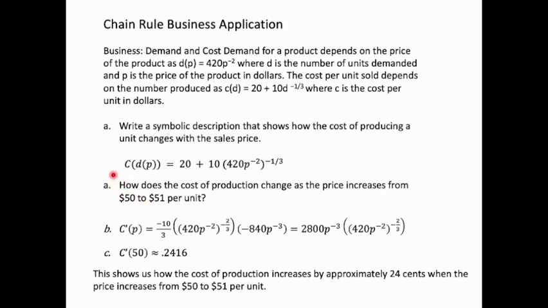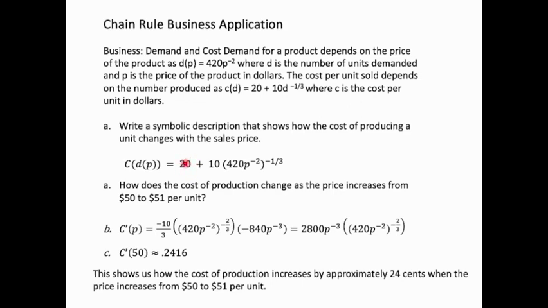So in part B here, and I apologize, it looks like my bulleting didn't work, but this should be part B. It says, how does the cost of production change as the price increases from $50 to $51 per unit? And so we're going to take the derivative of our cost function. This is where we're going to use the chain rule because we have this inner function.